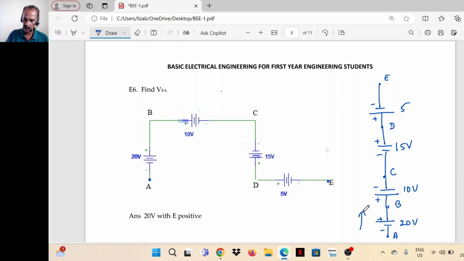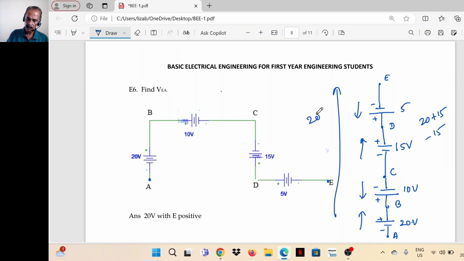So this is positive, this is positive, this is in the opposite direction. So 20 plus 15 in the upward direction, downward 5 plus 10, 35, 20 plus 15 minus 15 is 20 volts. So the total is 20 volt. So the potential difference between point E and A is 20 volts with E positive. The net voltage is 20 volt with the terminal E positive.